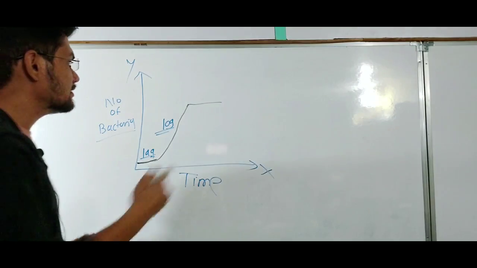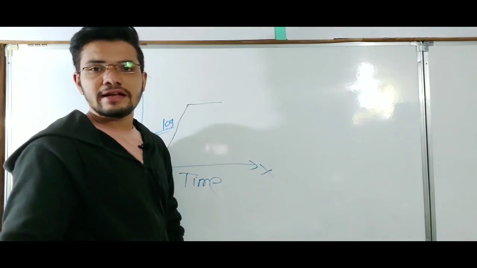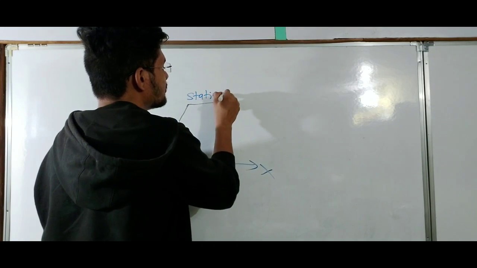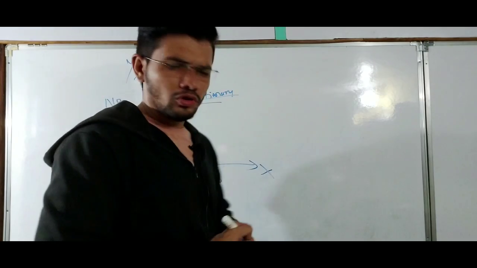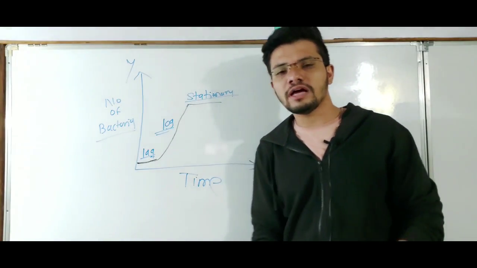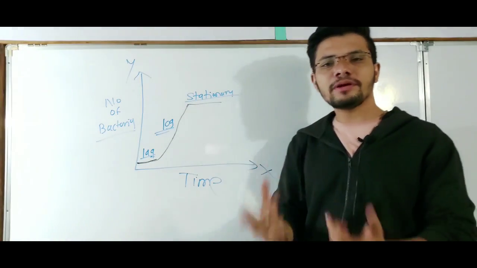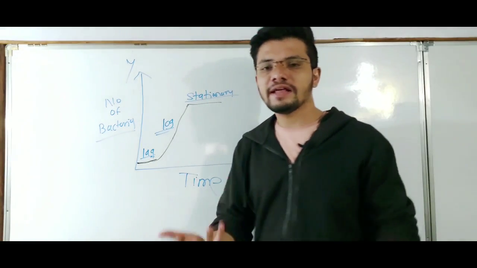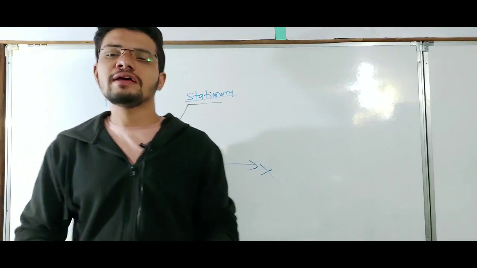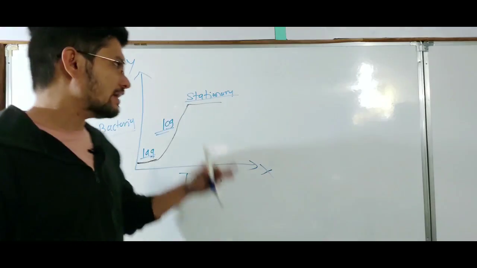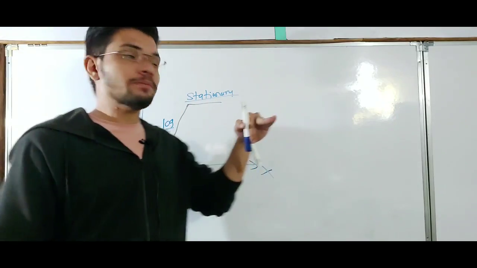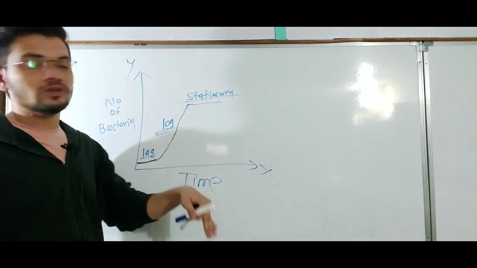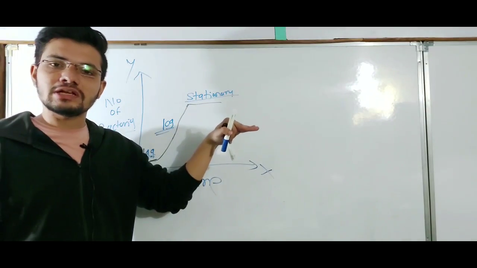In this phase, the growth rate and the death rate are equal. That phase is known as stationary phase, because bacteria do not have so much. We know that in the batch culture, bacteria have a limited amount of medium to grow. So in the stationary phase, death of the bacteria occurs, and some bacteria are still growing. So in the stationary phase, the number of bacteria is neither increasing nor decreasing. So this phase is known as stationary phase.